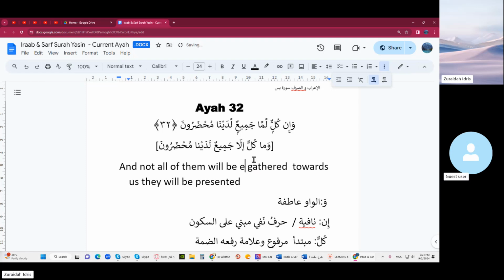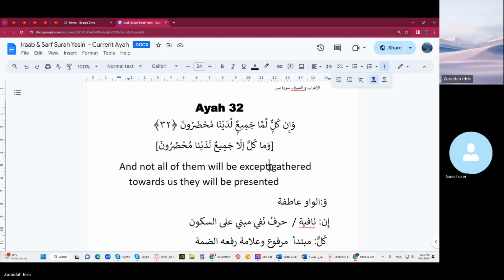Can I use the word except instead of but? And not all of them will be gathered, except gathered. Then gathered should be first, yeah. Not all of them will be gathered. The thing here, what we want to say is before us, I think, rather than towards, yeah? Yeah, before us. Except gathered. But gathered before us. Will be gathered, but should come after gathered. But not all of them will be, but gathered before us.